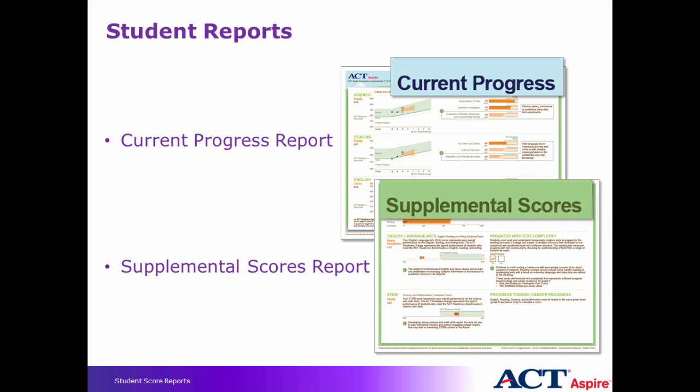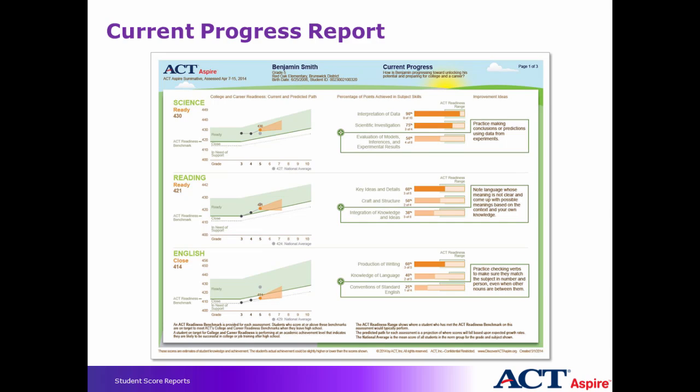Please keep in mind when interpreting these scores that scores on any assessment, including ACT Aspire, contain uncertainty. These scores are estimates, not precise measures of educational achievement. A student's actual achievement could be higher or lower than the scores shown due to measurement error. To understand how you performed on ACT Aspire, first review the Current Progress Report. This report shows your progress toward college and career readiness across tested subjects.